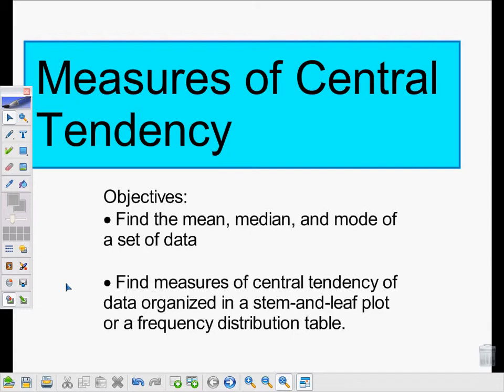The objectives of this lesson are to find the mean, median, and mode of a set of data, and then find the measures of central tendency of data organized in a stem and leaf plot or a frequency distribution table. Many people are familiar with the first objective, so we'll just quickly review that, and then the second objective becomes a little bit more involved, but we'll take a look at that and try and do our best on it.